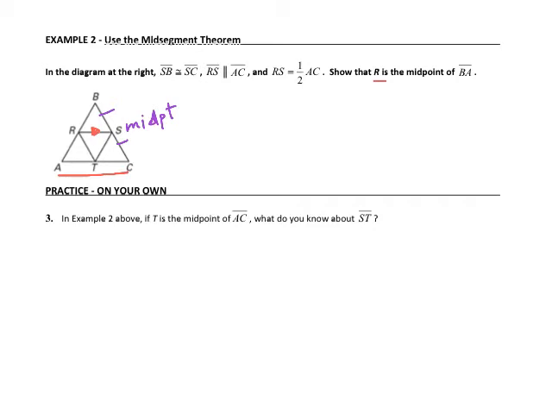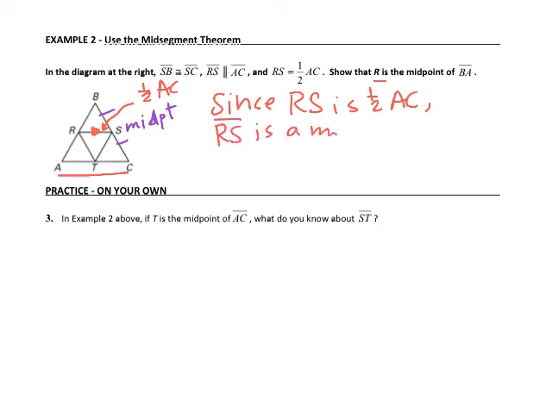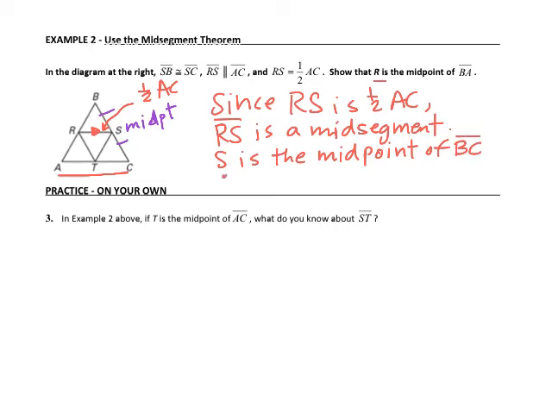So we need to just give an explanation. This is the mid-segment, which is 1/2 of AC. Okay, AC is that third side there. And we want to write this in sort of a little sentence. So since RS is 1/2 of AC, RS is a mid-segment. S is the midpoint of BC. And that makes R the midpoint of BA. Because remember, mid-segments are made up of the connection of two midpoints.